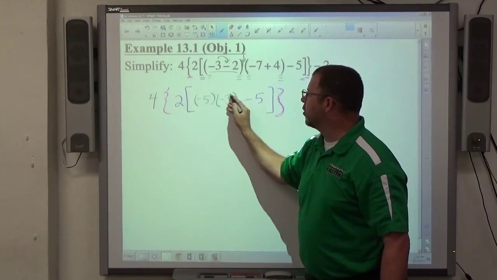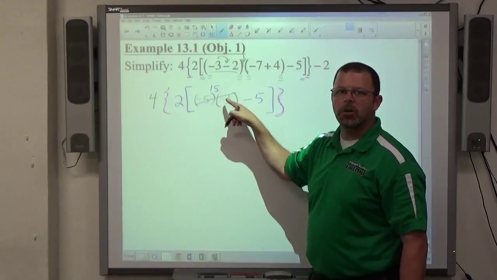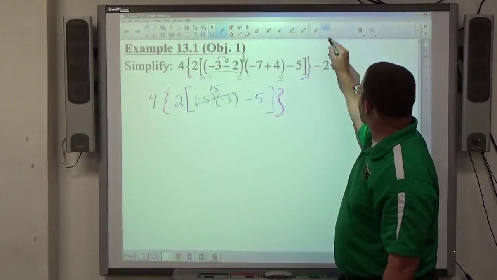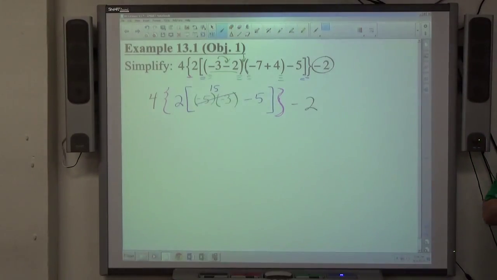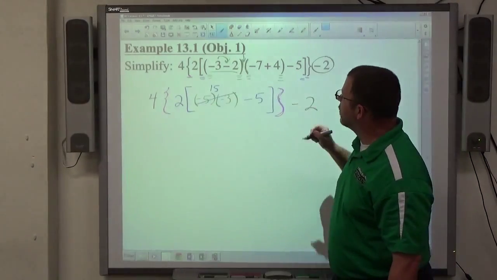-5 and -3 multiply to make a positive 15. These two things were being multiplied, these two things are being multiplied. Once they get single numbers, I can multiply them. Oh, I forgot about my -2. Another thing that causes people to get wrong answers is forgetting stuff. So bring everything down. Okay, so -5 and -3 is 15.